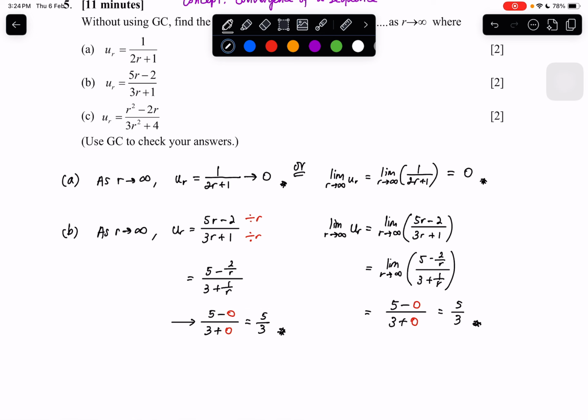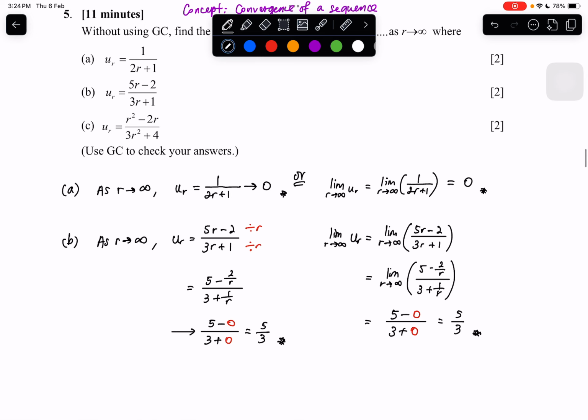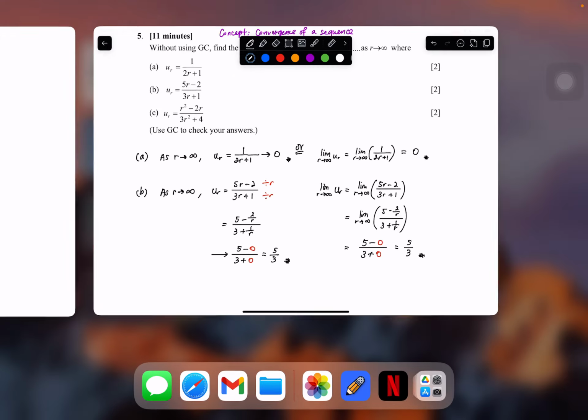Now at this point, let's discuss how we check our answers. In general, we check our answers using the sequence function within our calculator. Let's take a look at what this is over here.